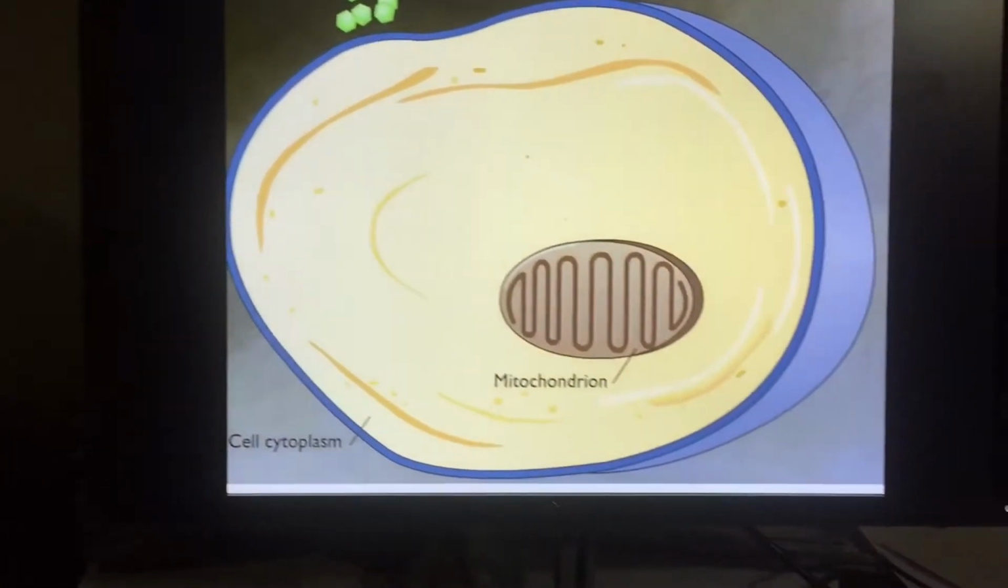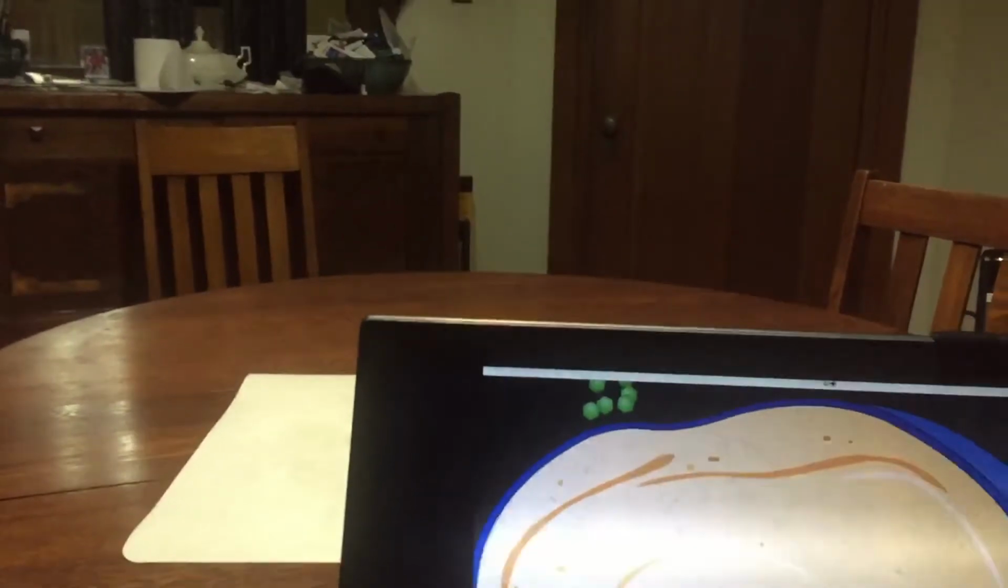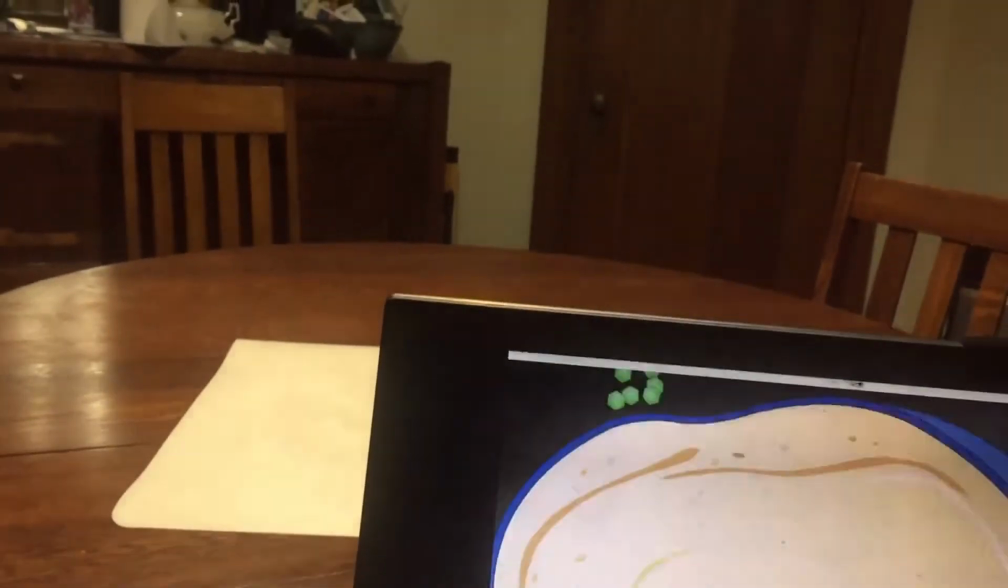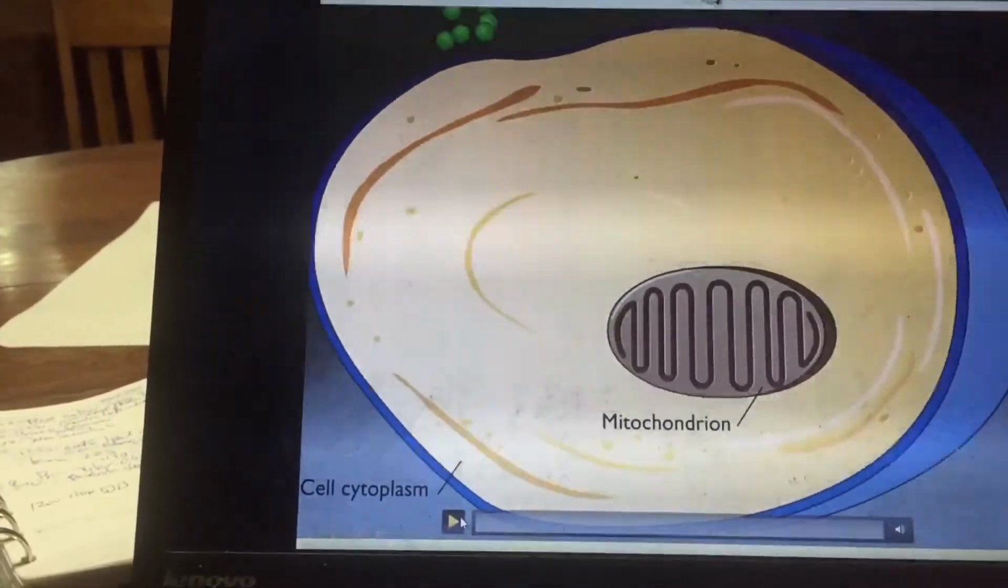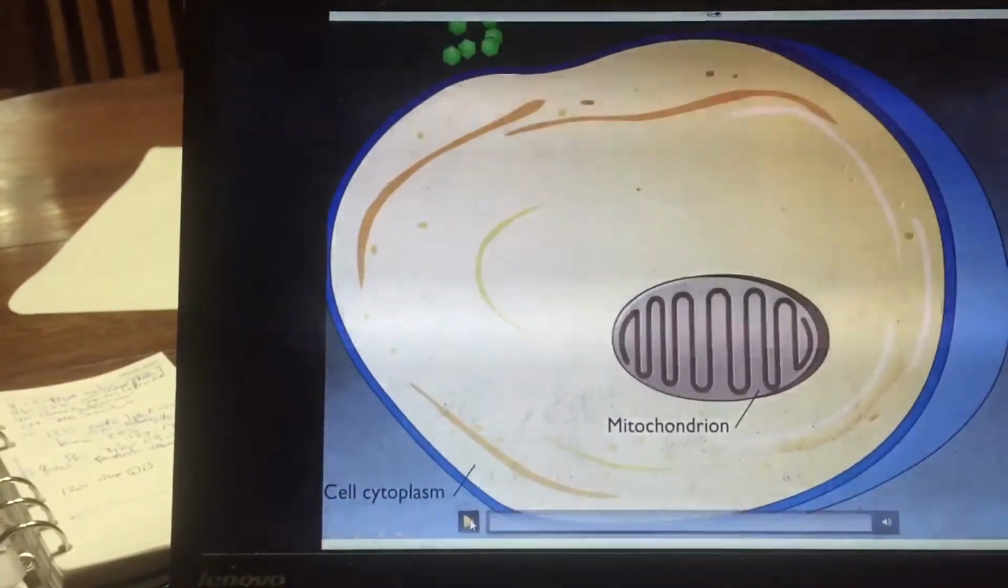And what I've got for you here is a quick little video summary of the entire thing. And I kind of like this one because it gives a nice little description of going from glycolysis right through the Krebs cycle.